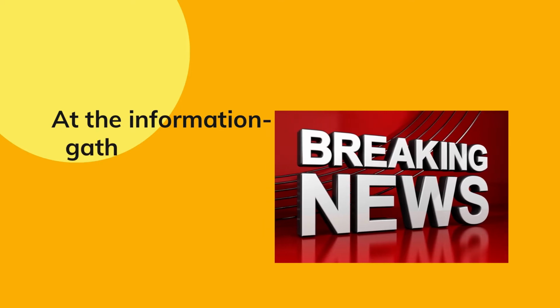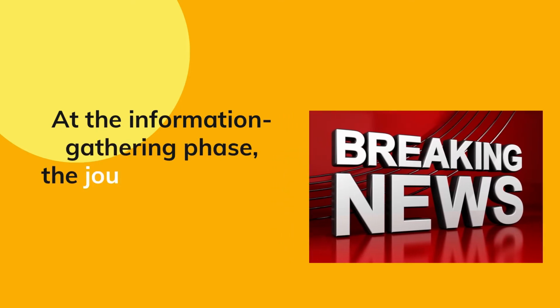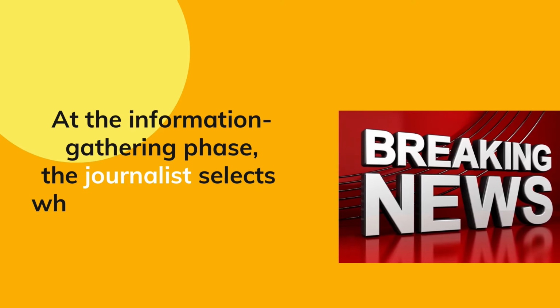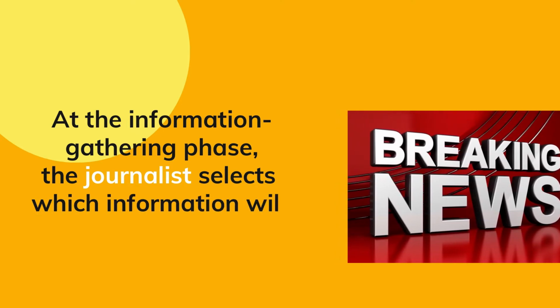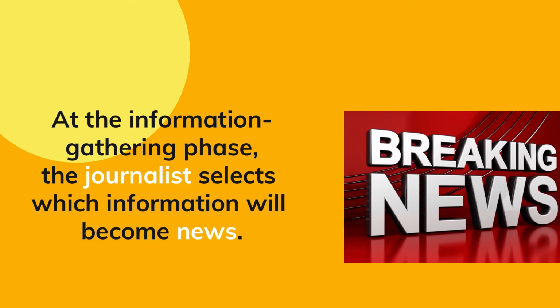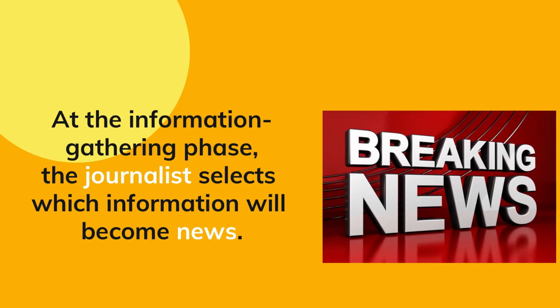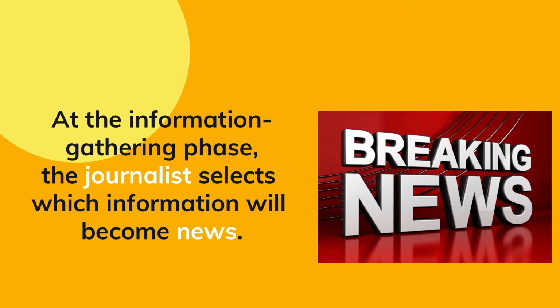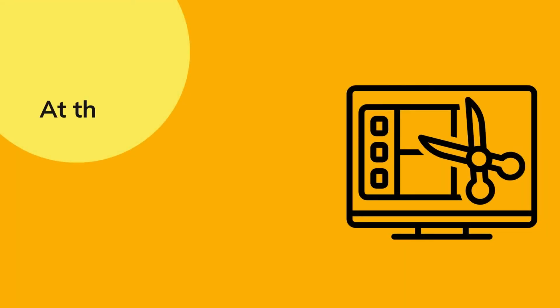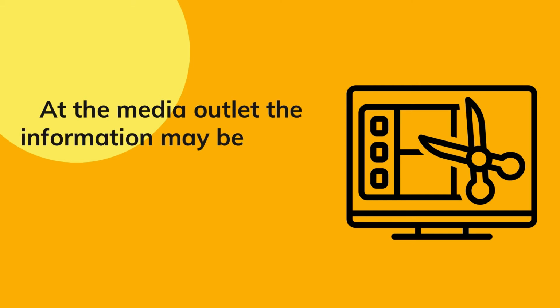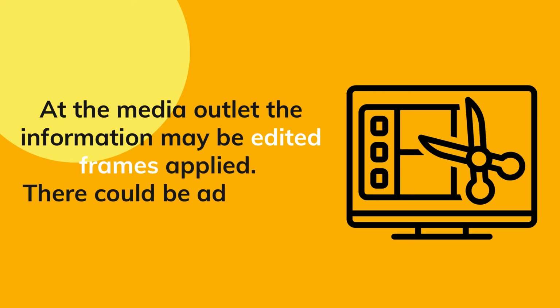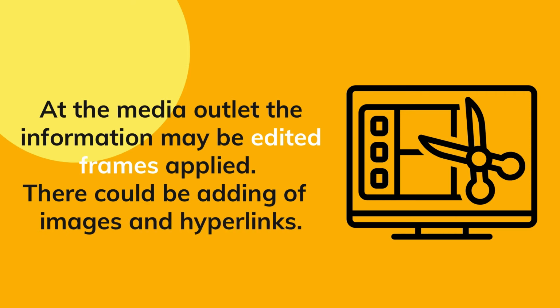The gatekeeping process hence begins at the information gathering phase itself. The journalist selects which information will become news and which information will be ignored. The next stage in the gatekeeping process takes place at the media outlet. Journalists might decide to edit out certain portions or to even provide a certain angle or a frame to the story, or for the digital outlets they could be adding images and hyperlinks.